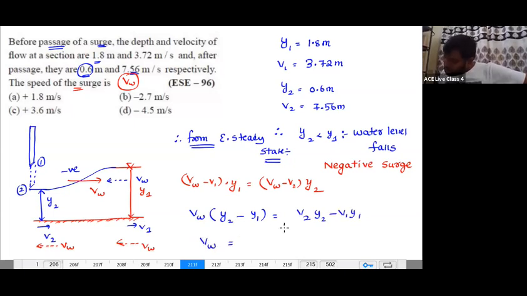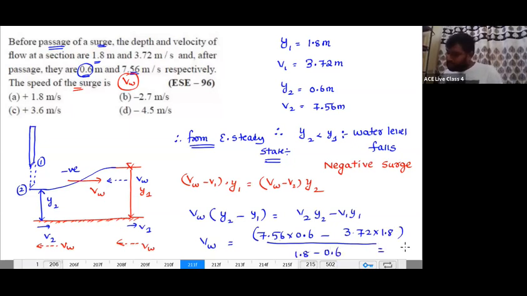So what is VW, sir? V2 is given as 7.56, so 7.56 into 0.6 minus 3.72 into 1.8, by Y2 minus Y1, that is 1.8 minus 0.6. Please solve this. So if you solve this, it is 7.56 into 0.6 minus 3.72 into 1.8. See, let's observe this: 1.8 is 3 times 0.6, right? Obviously, the value is going to be negative.